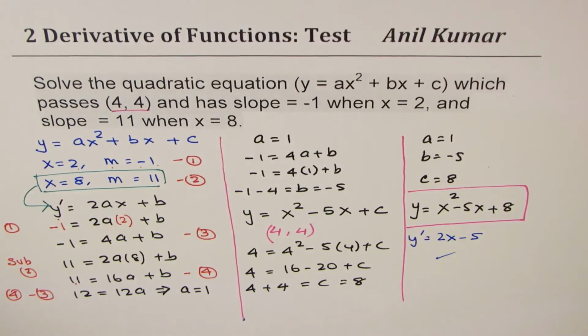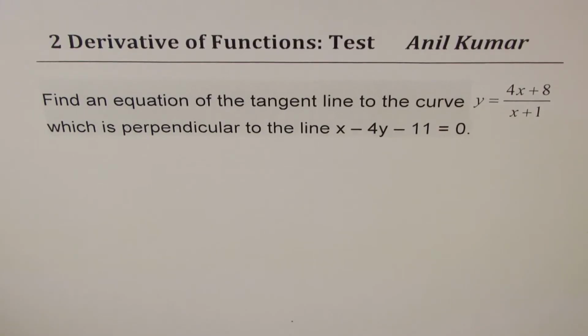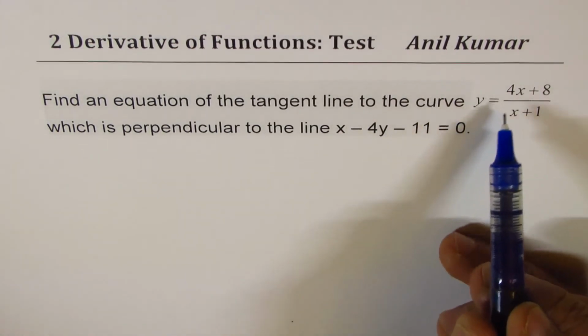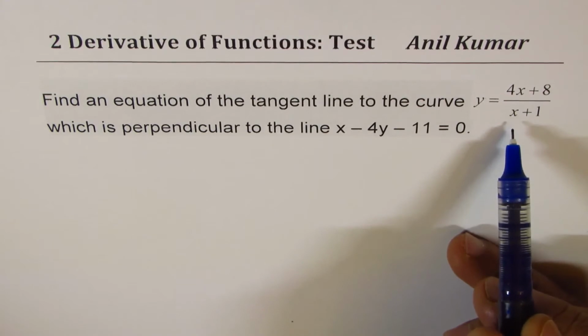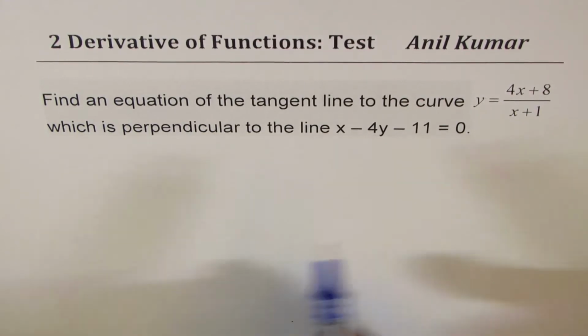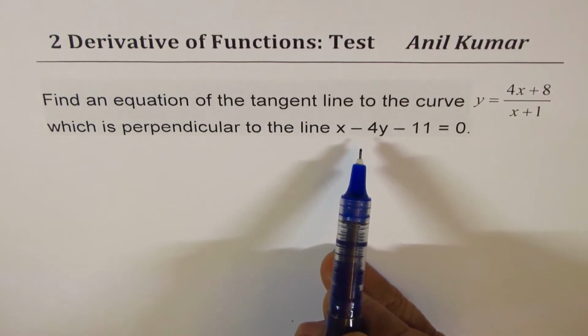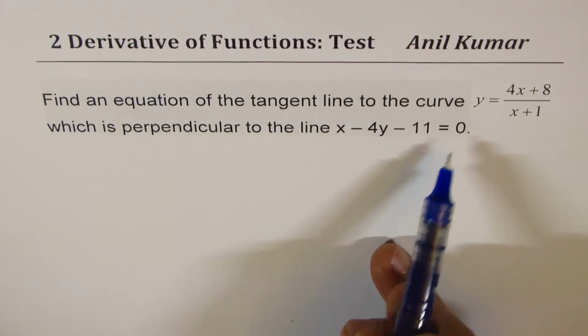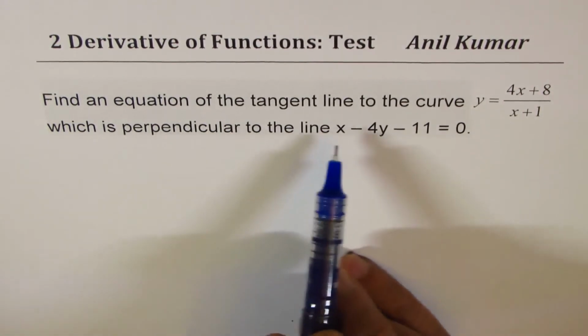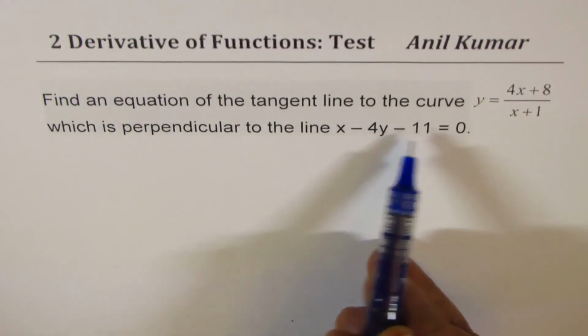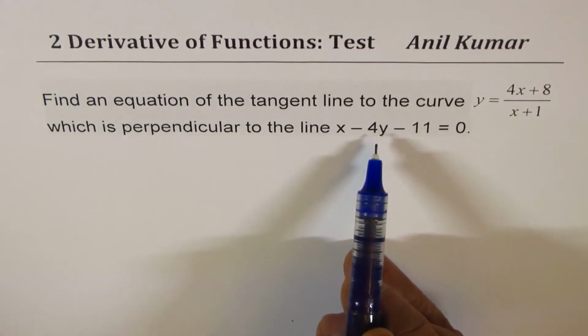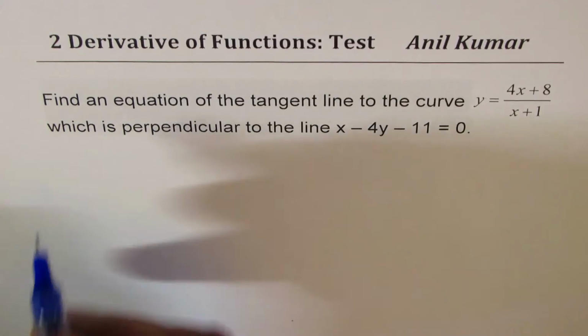I hope that helps. The question here is: find an equation of the tangent line to the curve y equals (4x plus 8) divided by (x plus 1), which is perpendicular to the line x minus 4y minus 11 equals 0. So perpendicular to the line, we will find the slope of this line and then the slope of the perpendicular line. That's the first thing.